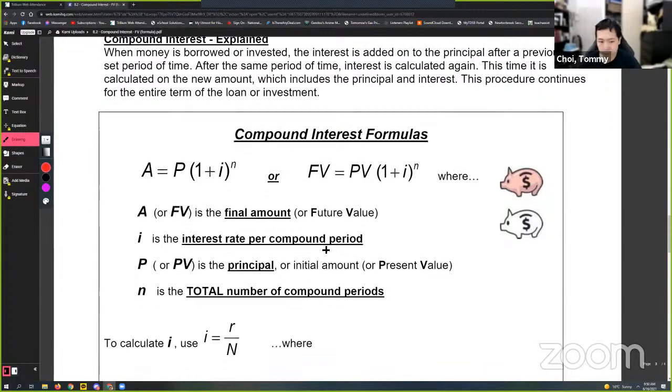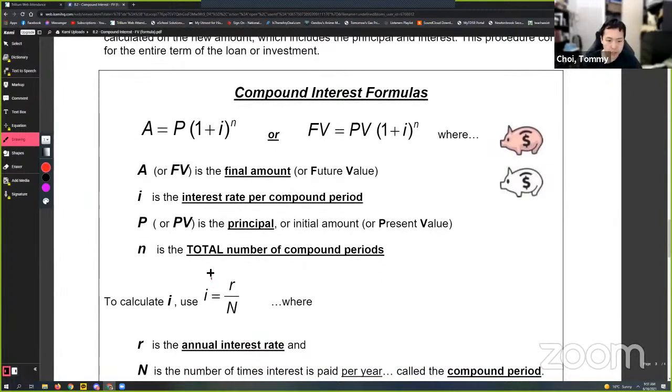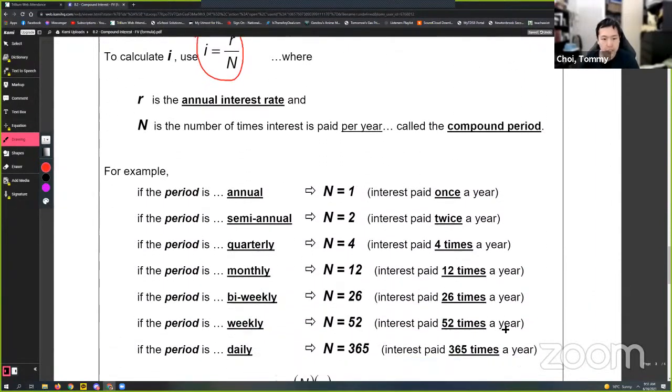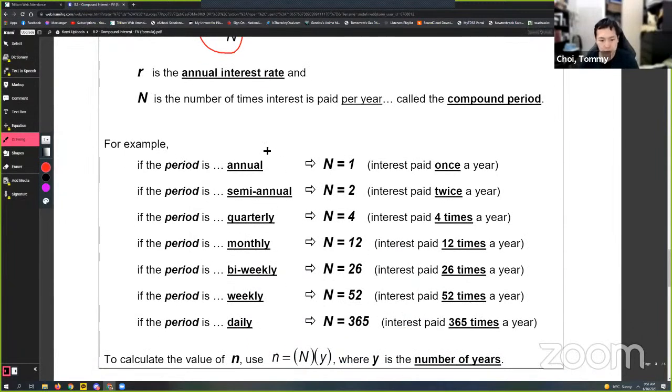But one thing that you have to note is I is equal to R over N. Okay? It's equal to R over N. And the reason why it is this is because R would be the rate and capital N would be the compound period. We saw this example in our unit practice test, and it's these words right here. Okay?